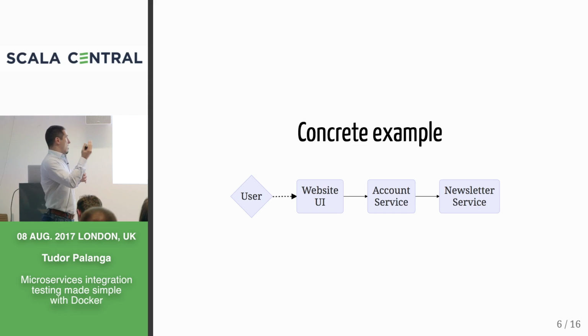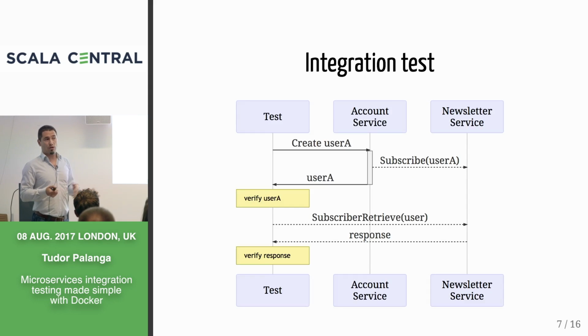And what we want is that when the user creates the account, we get his email registered in our newsletter service, so that whenever we have some hot deals, we can inform that user. I'm going to split the website UI, because we're not that interested in it, but we have basically the account service that would send a request to the newsletter service, and we want to check that everything is okay with an integration test example.